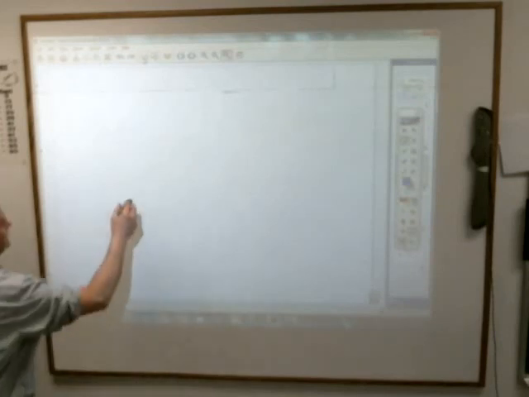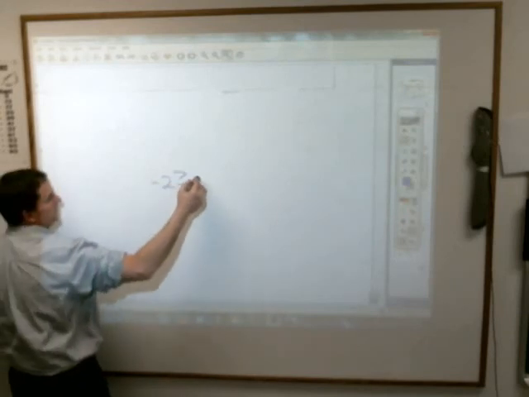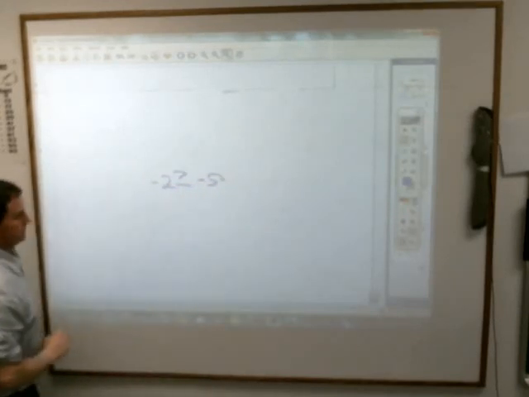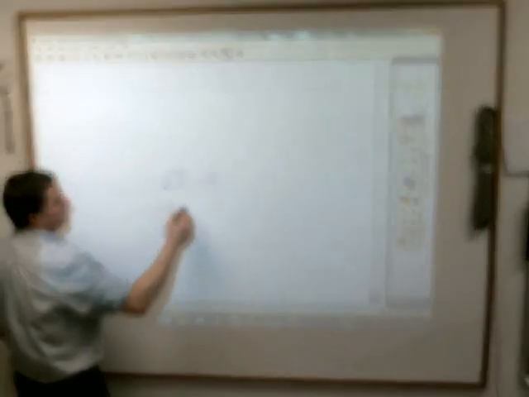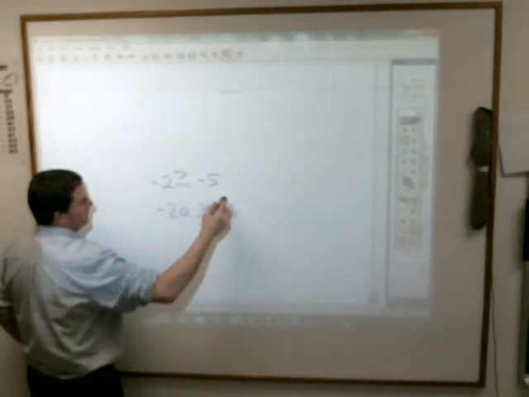Sure. Negative 2a is greater than or equal to negative 5. Negative 2a, I'm sorry. Negative 2a is greater than or equal to negative 5.